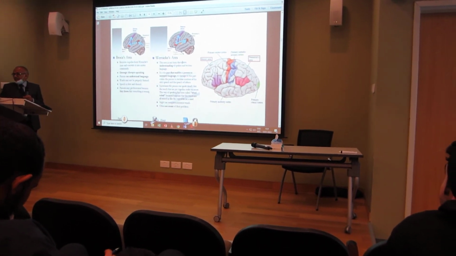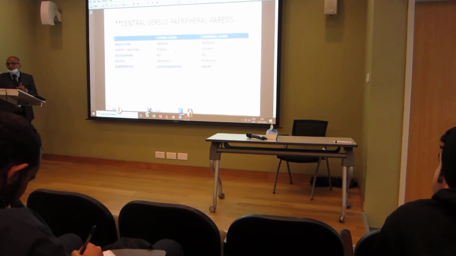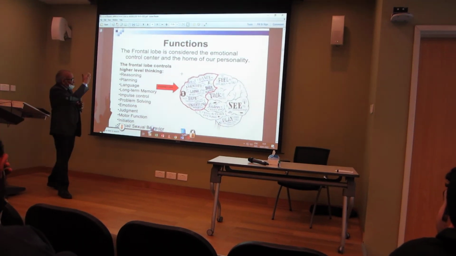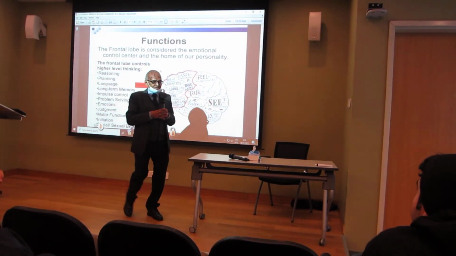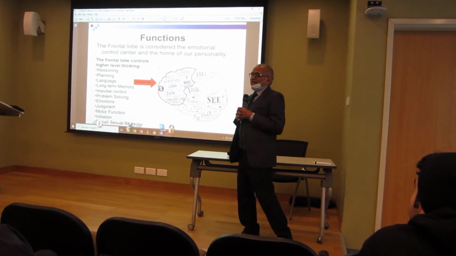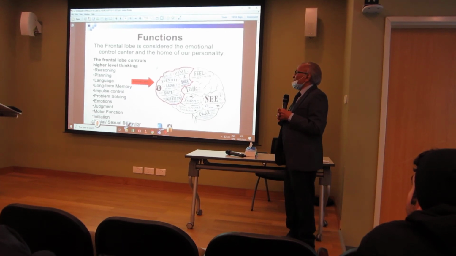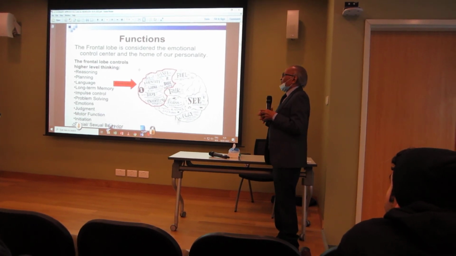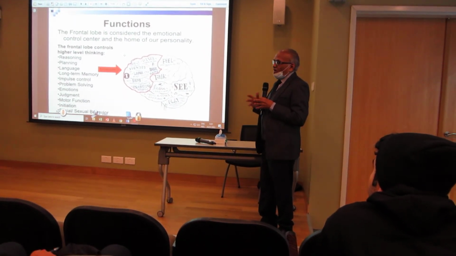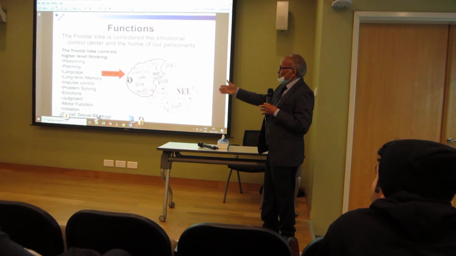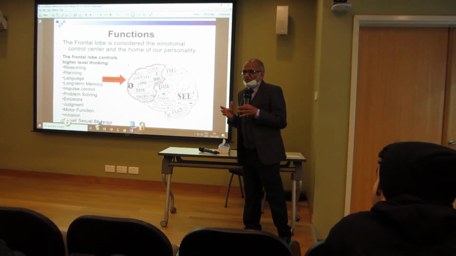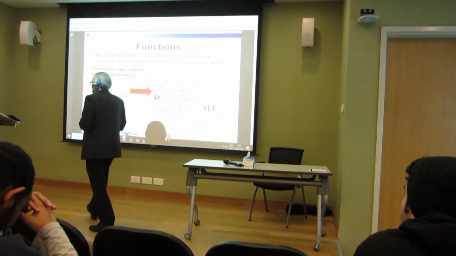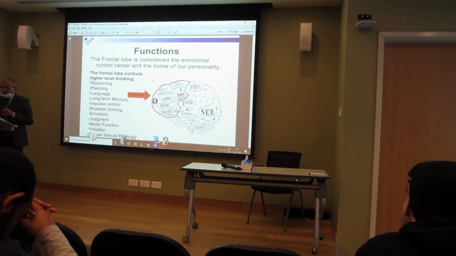So these two areas, and if we go back to the functions of this lobe which we are looking at, a list is there starting from basic reasoning, understanding. What we understand, what we plan, which language we understand, which language we can learn or recall, long-term memory, impulse control, problem solving, emotions, initiation, motor function. So basically the frontal lobe is the major cortical area controlling a lot of our body functions.